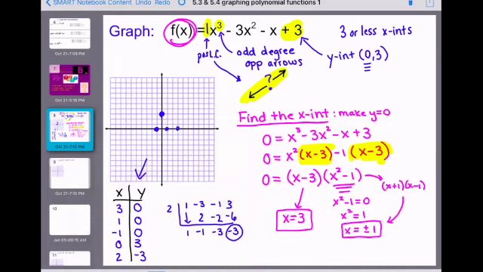So (2, -3). Right, and those are my 5 points. Those are my 5 points. Now I'm going to connect the dots.